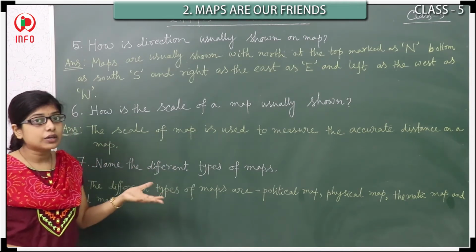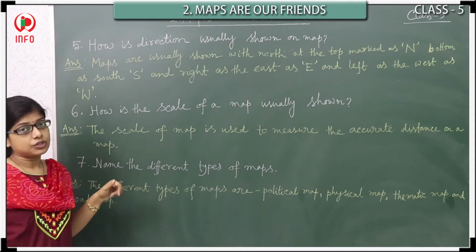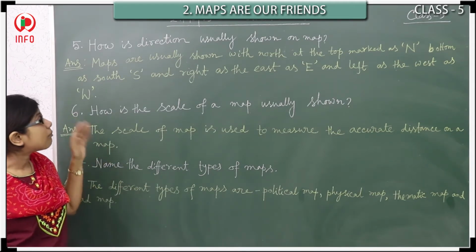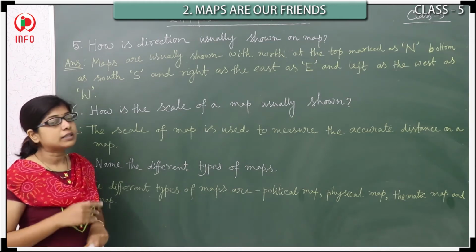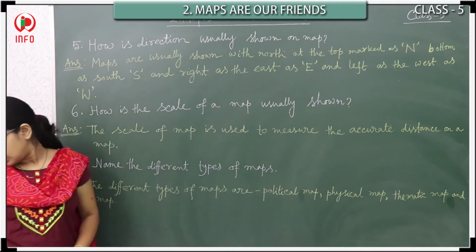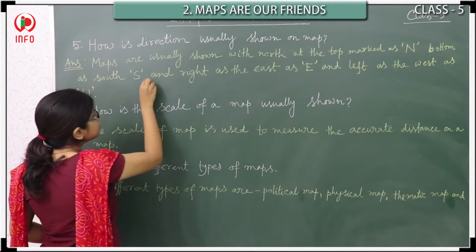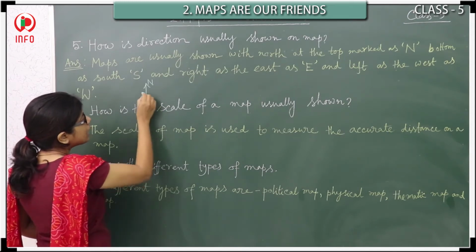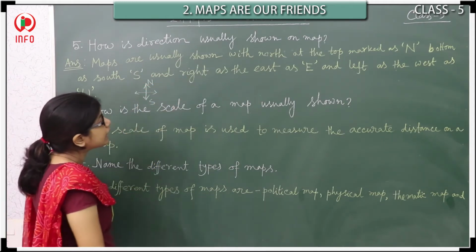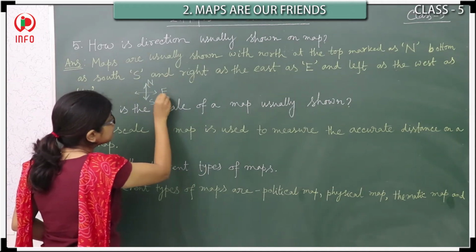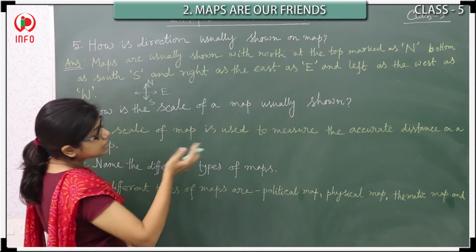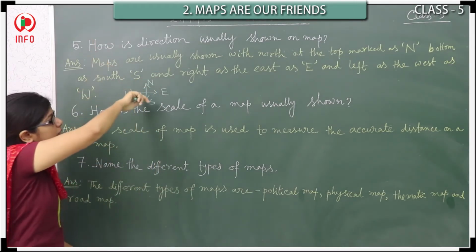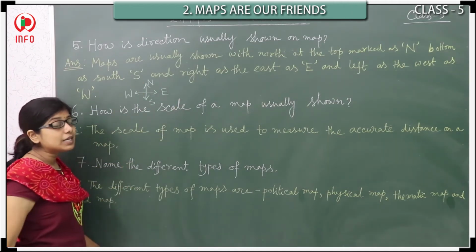Now the next question, the fifth question, how is direction usually shown on a map? That means in a map which direction should you assume. So first thing, maps are usually shown with north at the top. That means this top side should be north. See here, just like this one is the north. Next, bottom as south, and right as the east. And the west is the left side. So the top should be north, the down should be south, the right should be east, and the left should be west.